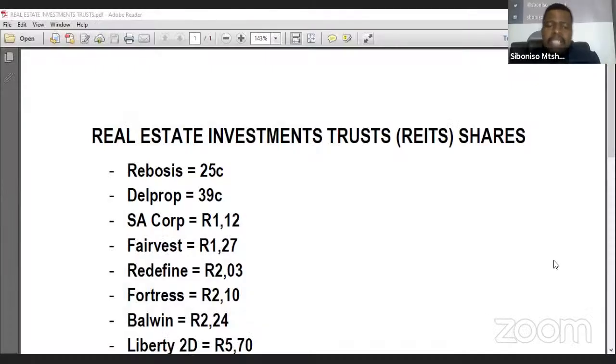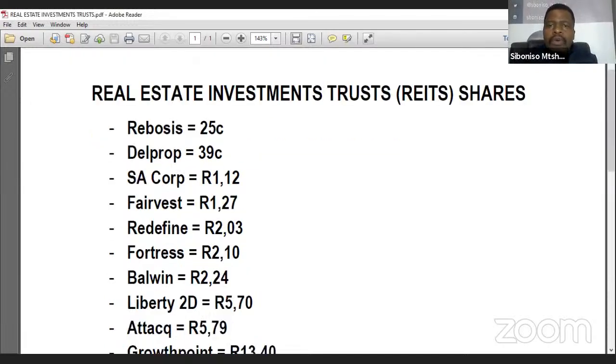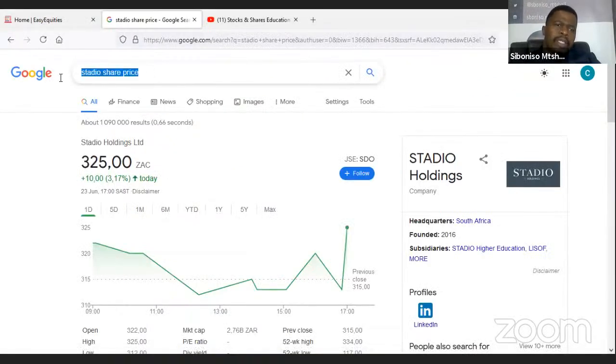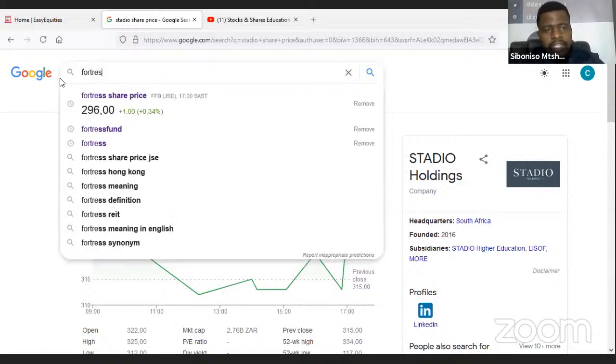And then the third one is the real estate investment trust. So a real estate investment trust is different from shares and share portfolios. The way it works is, let me just make an example using SA Corp. Maybe last time we spoke about SA Corp, and let me go back and touch on it a little bit. Maybe start with Fortress that we've just spoken about.